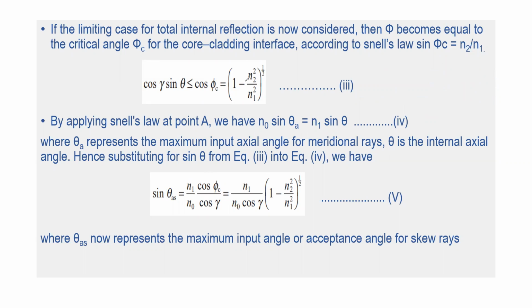We know that cos phi c is equal to the square root of 1 minus n2 square by n1 square. So we are replacing cos phi c with the square root of 1 minus n2 square by n1 square, and then comes the other formula. Okay, this has been replaced with this one. Hence we have obtained this equation, where theta AS now represents the maximum input angle or acceptance angle for the skew rays.